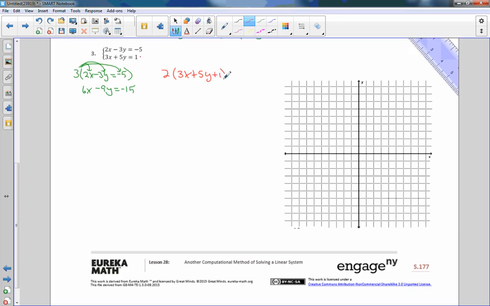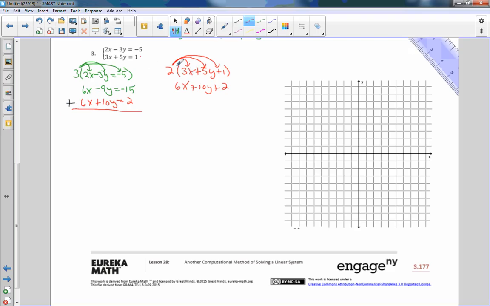6x minus 6x is 0. Negative 9 minus 10 is negative 19y. Negative 15 minus 2 is negative 17, and divide by negative 19. And they cancel, and y equals 17 over 19. So I have a point: 17 19ths. I need to find an x.